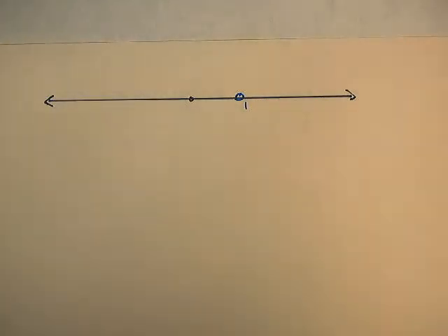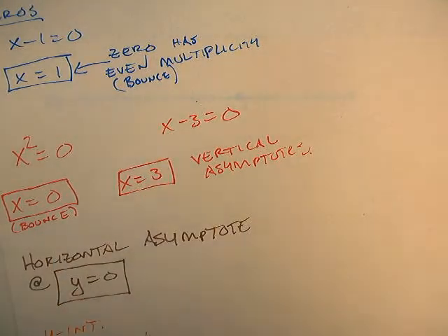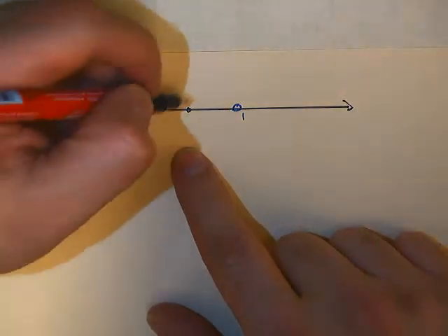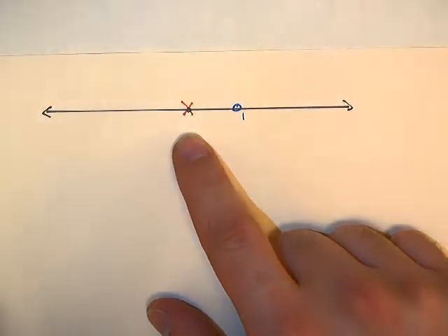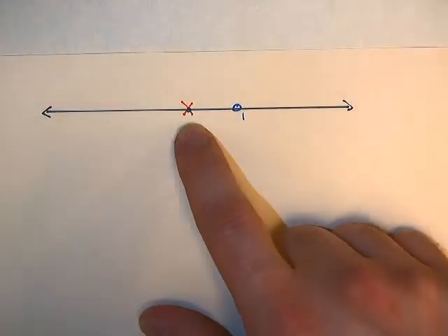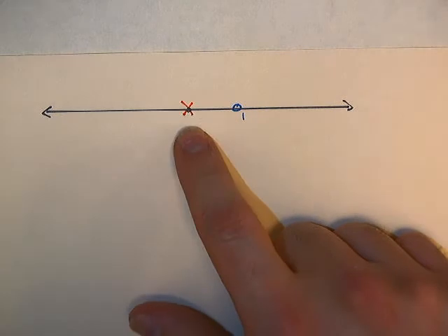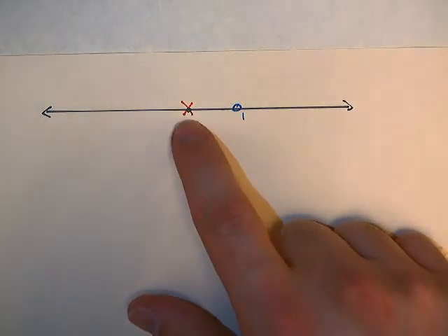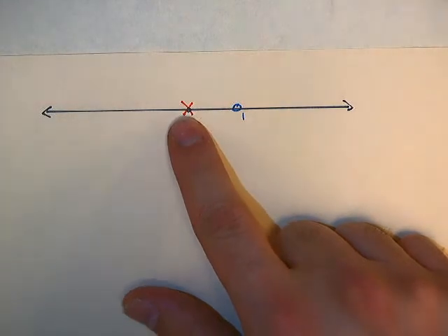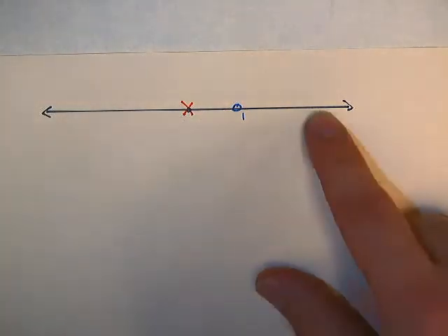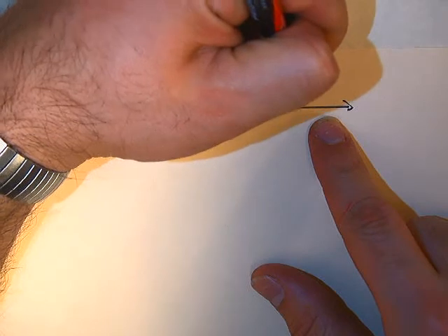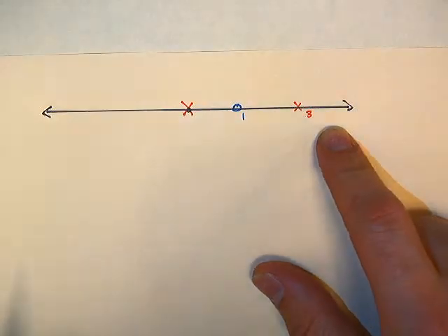Now, I also have two vertical asymptotes, one at 3 and one at 0. So I'm going to put a little x right at 0. And that one doesn't have to be labeled because I know it's right at the center because I had a little black dot there. So this is my asymptote that's going to have multiplicity. So I have to bounce when I get to this one here. And then I also have another vertical asymptote at x equals positive 3. So that's positive 3 right there.